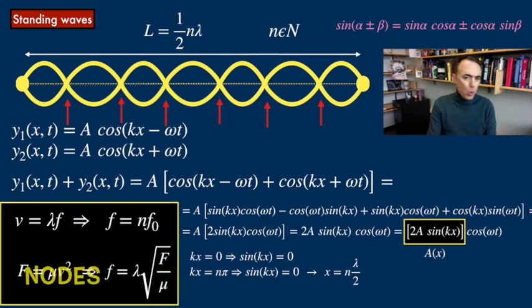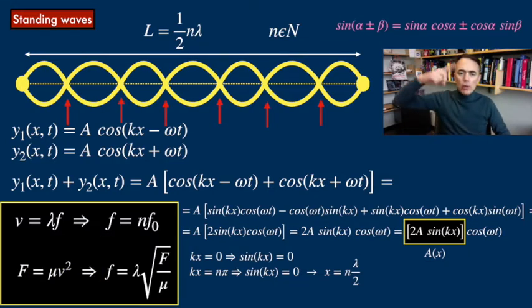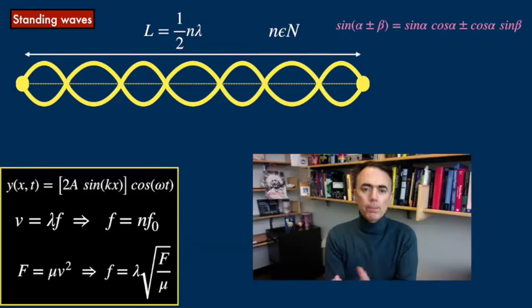For the rest of the points, the amplitude will be different from zero, and the motion of the string will be oscillatory with more or less amplitude depending on the x position. We have a standing wave where the nodes are fixed points. These are the only allowed waves in a string whose ends are fixed. Those are the oscillations of the strings in my guitar and of any string instrument.